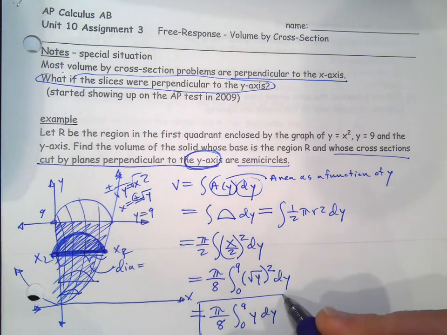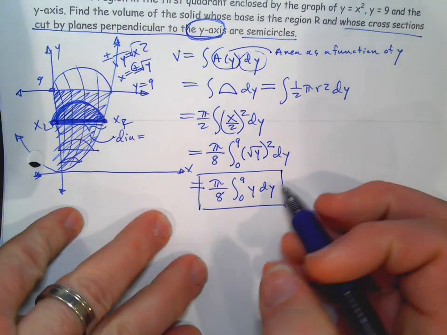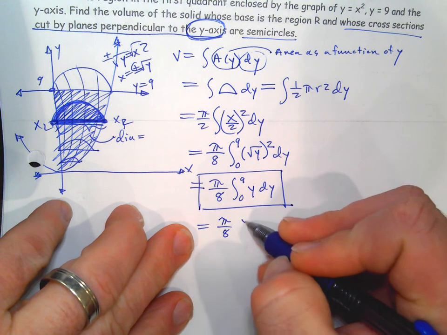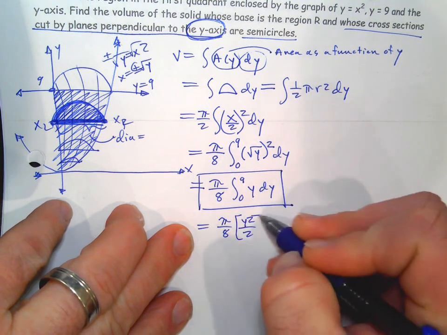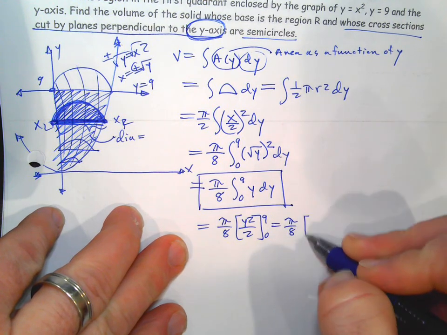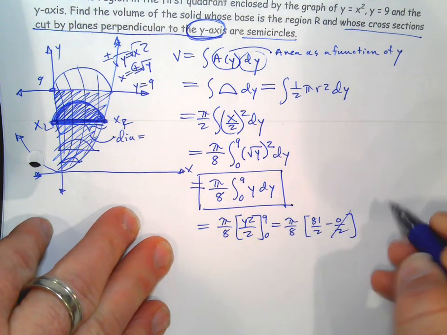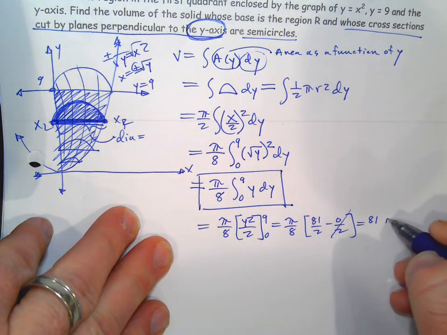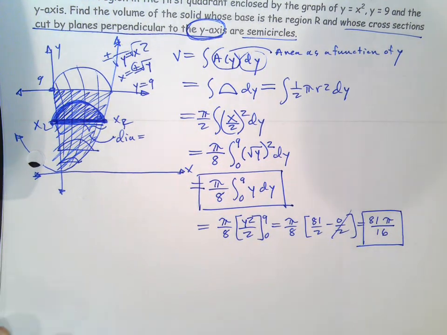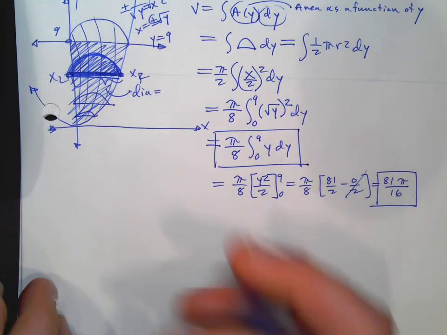So that's our setup, and then we can use our calculator if we're allowed to, or we can do it by hand. This one's pretty easy to do by hand. It's going to be pi over 8 times y squared over 2, from 0 to 9. So it's going to be pi over 8 times 81 over 2 minus 0 over 2. So we're going to get 81 pi over 16 is our answer. So that's our answer.